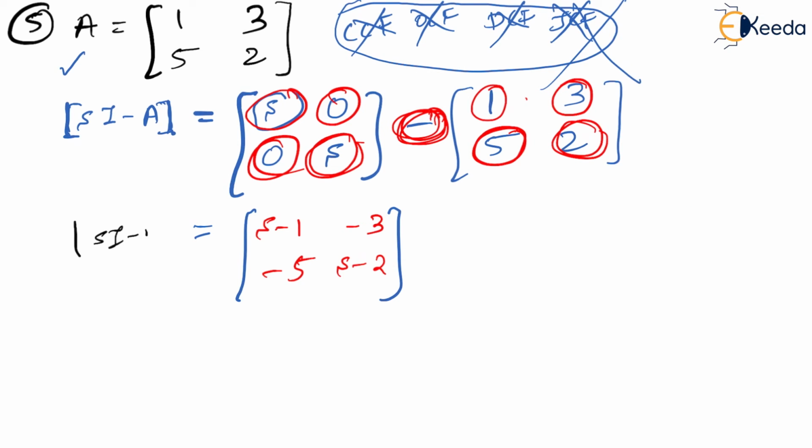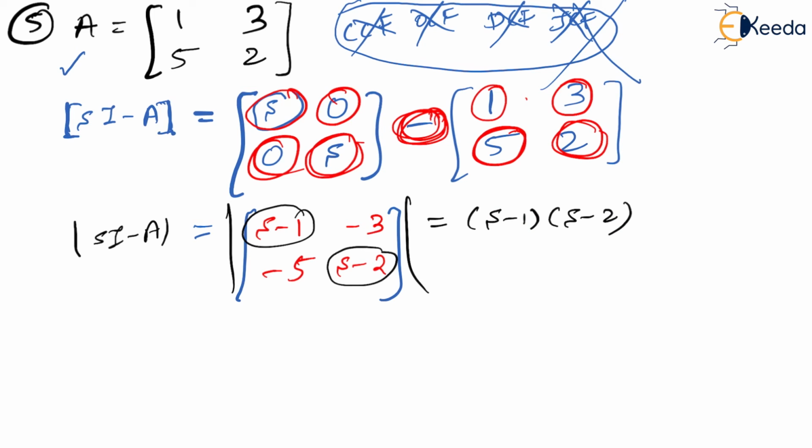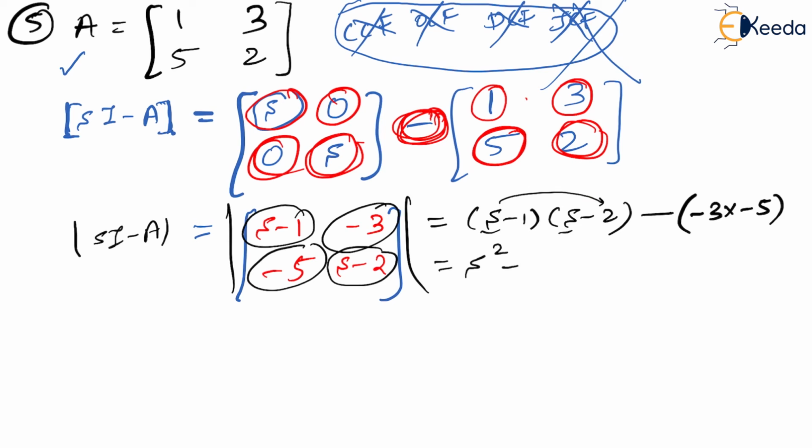So I need to apply the determinant here. If I apply the determinant here, what do I get? This into this, s minus 1 into s minus 2, minus this into this, so it becomes minus 3 into minus 5. So what do I get here? s into s is s squared, minus s into 2 is 2s, again minus s, then plus 2. And this is going to be plus 15, and with the minus sign taken here, it becomes minus 15.